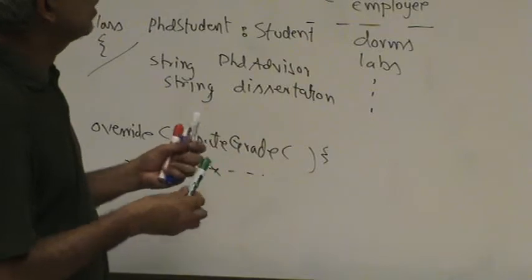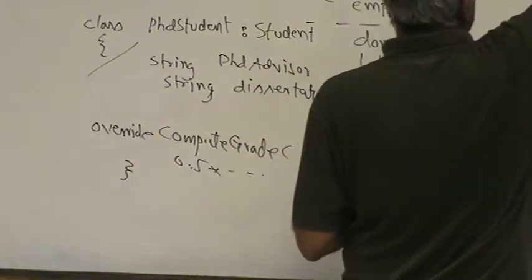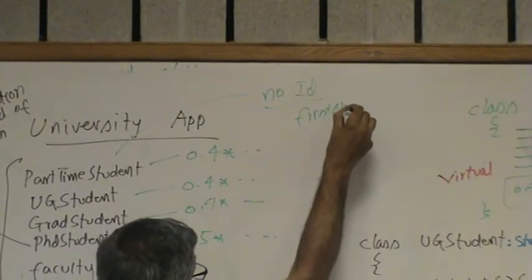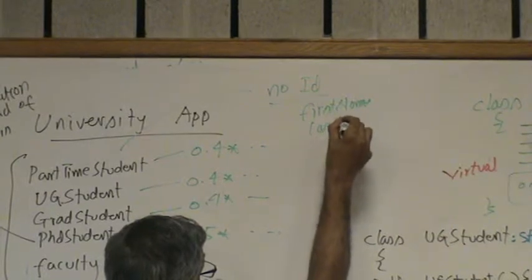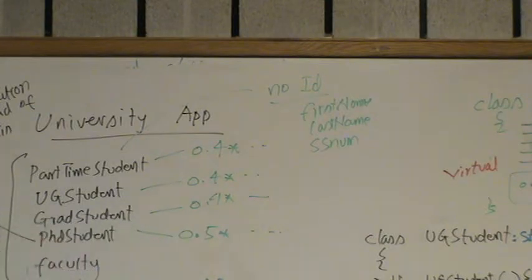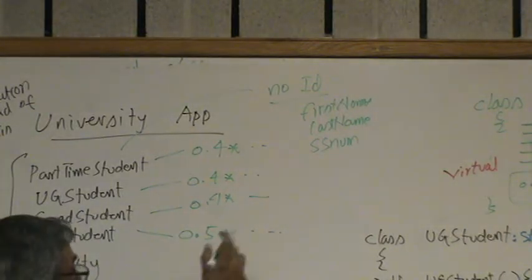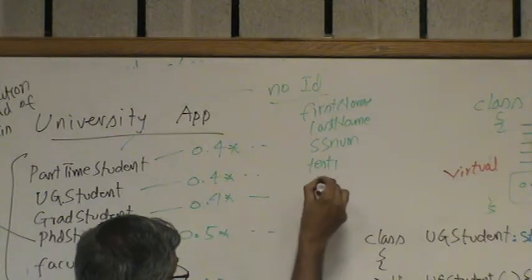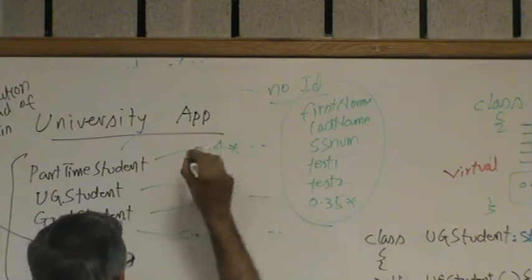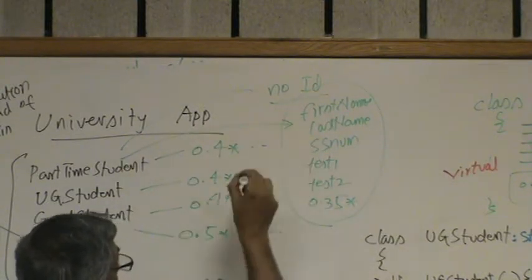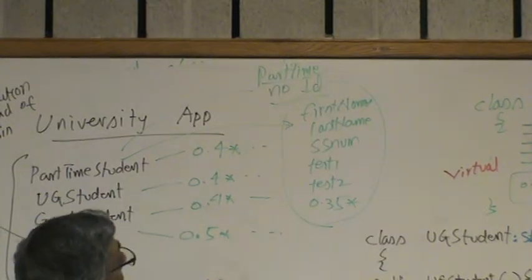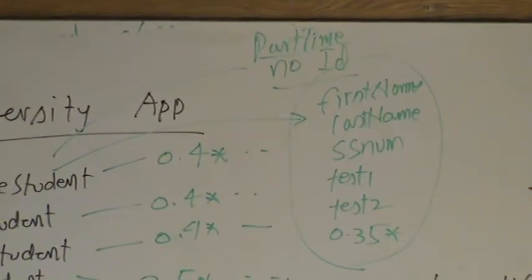Now let's pretend the part-time student has no ID. It does have first name, last name. Let's say a part-time student goes by the social security number. And of course we'll take test 1, test 2, and let's pretend the formula will be 0.35 for the part-time student. So this is for part-time. No ID, instead we have social security number.